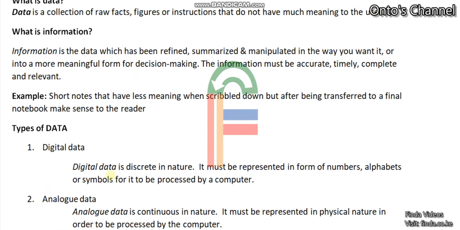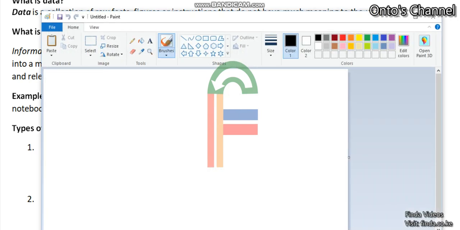Before we continue, I want to show you an example of digital and analog data signals. In digital, look at how discrete it is. It has corners. It goes up, down, up, down, up and down. This is a digital signal. See? This is what we call a digital signal.